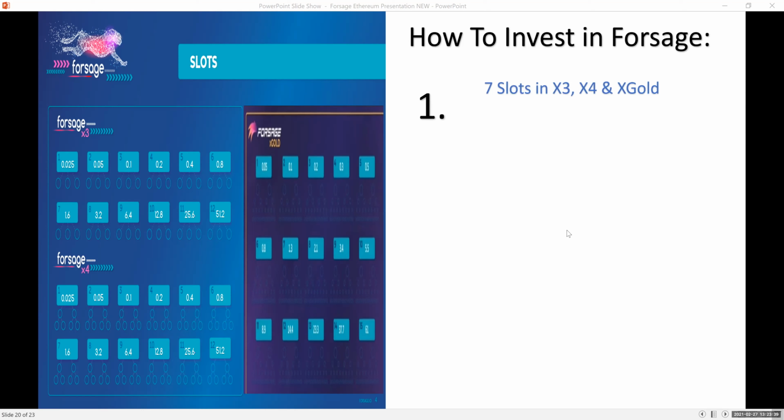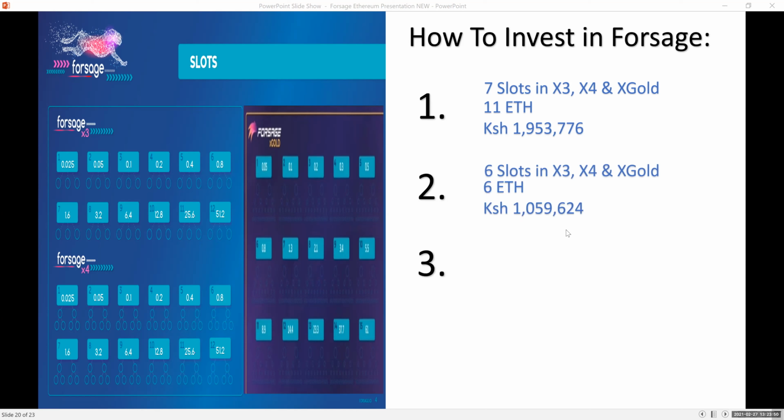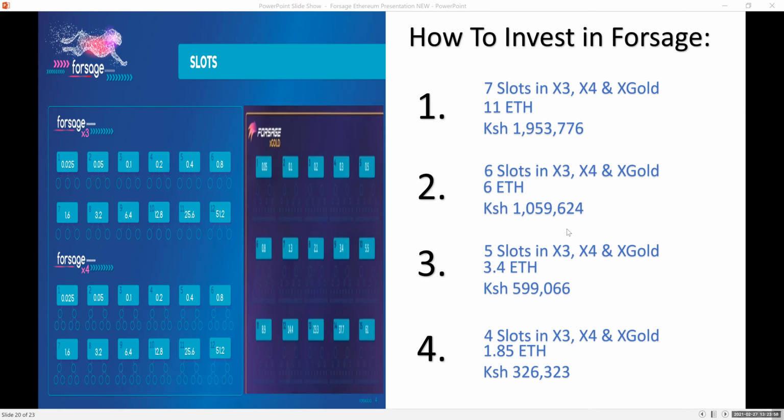Yeah, but so you can begin, for example, with 7 slots. It will cost you about 11 Ethereums. That will be about 2 million Kenya shillings. Or you can reduce it by 1, start with 6 Ethereums. That will cost you about 1 million Kenya shillings. Or you can start with 5. The minimum we normally recommend is 4, 4, 4, 4 in all the slots. And that would be what we could recommend.